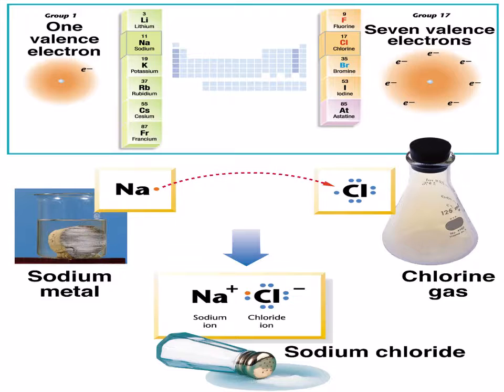So for NaCl, this is an ionic one that you've seen, and it's a transfer of electrons. The Na electron goes to the chlorine gas, so the chlorine has a full shell, and now you have a sodium ion. And NaCl together is actually just table salt.